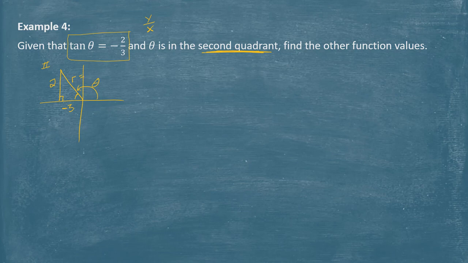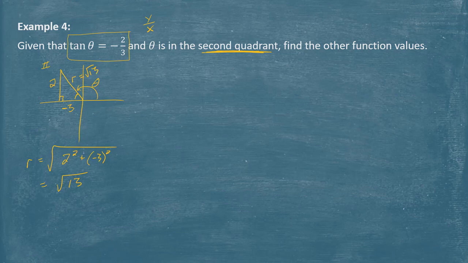And then we can come up with our r the same way that we did before, so I'll do that underneath here, where r equals the square root of those two numbers squared and added together. So 2 squared plus -3 squared. Add those together, I get 4 plus 9, which is 13, so the square root of 13 is our radius.